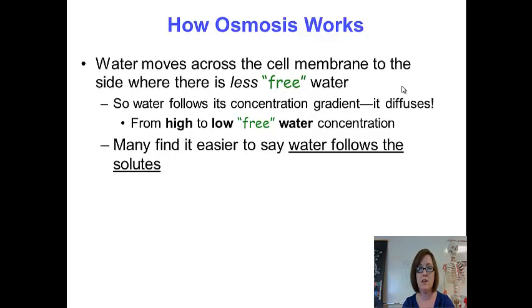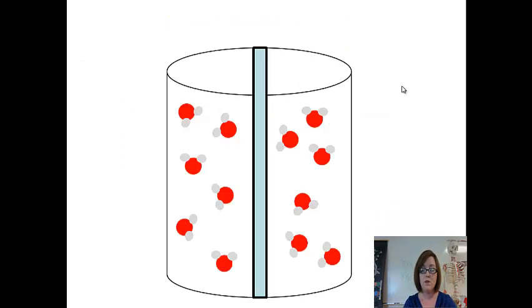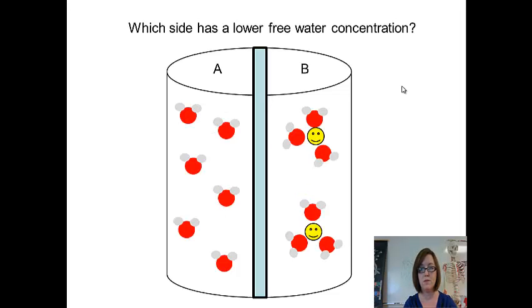A lot of students don't like that though, and it's much easier just to say that the water is following the solutes. So here on the screen what I have is a beaker of water, and the beaker of water is separated down the middle by a semi-permeable membrane, such as a cell membrane. Right? So you can see all the little water molecules all over the place. Now what I've done is I've added a solute to side B. So the smiley face is a solute like urea or glucose or a sodium ion, whatever it might be.